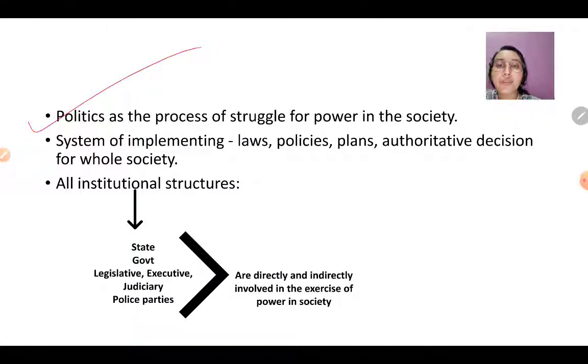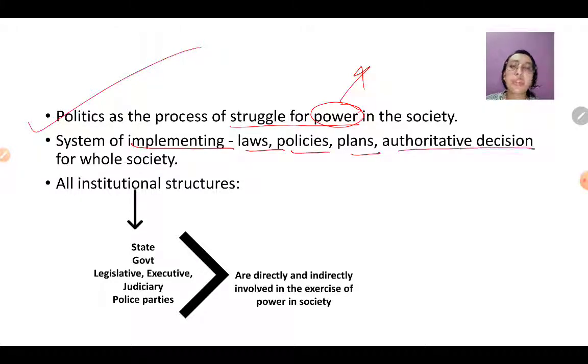Politics is a process of struggle for power. Struggle for power means that every now and then, whenever the election comes, the parties struggle with each other to get power. That is the domination. Every party gets a 5-year term. They want to be in power in society so that they can improve certain things by implementing different laws, policies and plans, and have authoritative decisions for all society, which will be very crucial and beneficial for all.